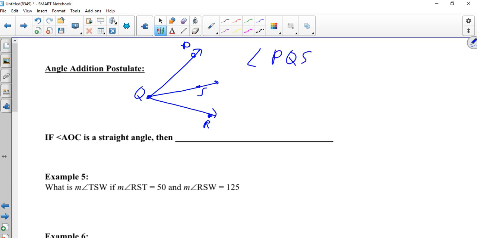PQS, which we'll call the top angle, we can put a little 1 there to signify that's 1, plus the little angle down here, the second angle, angle SQR, those add up to the overall angle, this angle, of angle PQR. So it's very similar to the segment addition, where this piece and this piece add up to the entire line. Well, this is saying that the one small angle plus the second small angle totals the big angle.